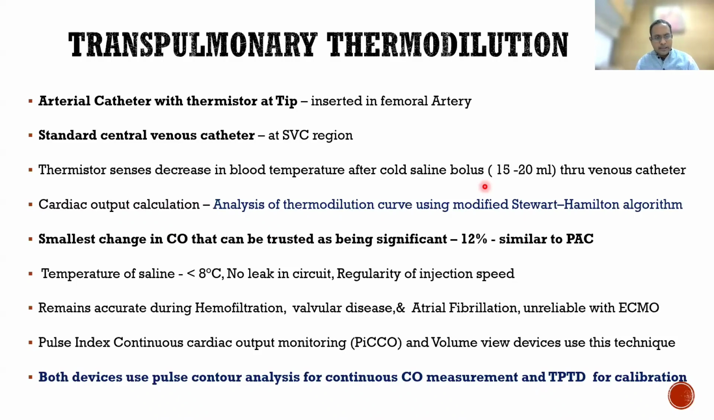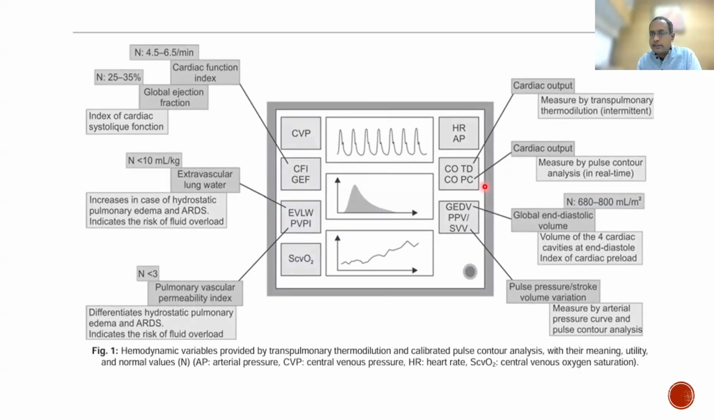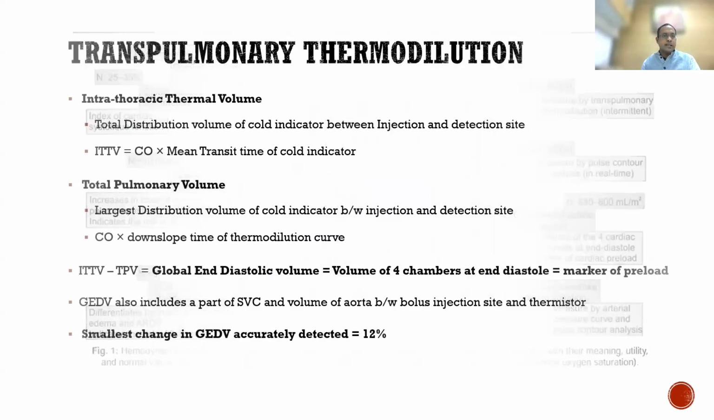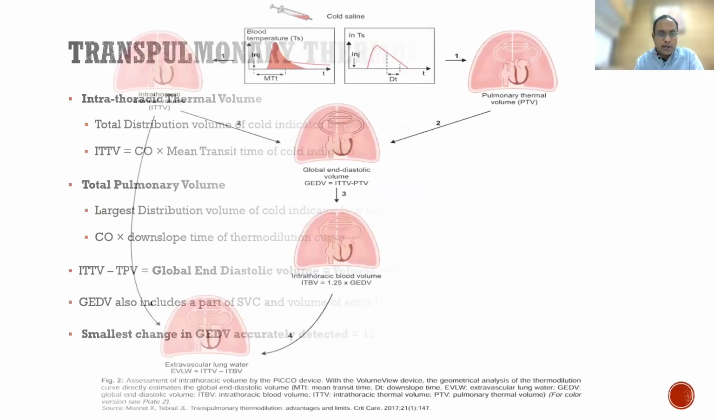The pulse contour PICCO device and the VolumeView are the most commonly used devices which use this transpulmonary thermodilution method. From that, we get the cardiac output, cardiac index, global end diastolic volume, pulse pressure and stroke volume variation, pulmonary vascular permeability index, extravascular lung water, global ejection fraction, and cardiac function index. All these parameters we get from a patient with the VolumeView or pulse contour analysis with the PICCO device. We also get intrathoracic thermal volume, total pulmonary volume, and the global end diastolic volume, and all these can be used to manage hemodynamics of the patient.